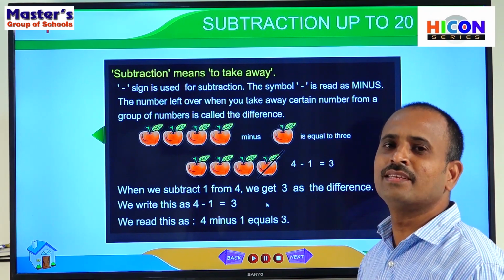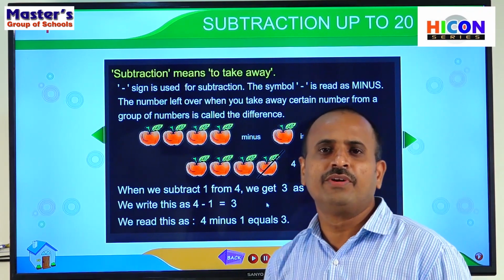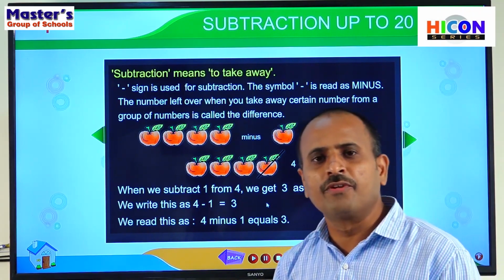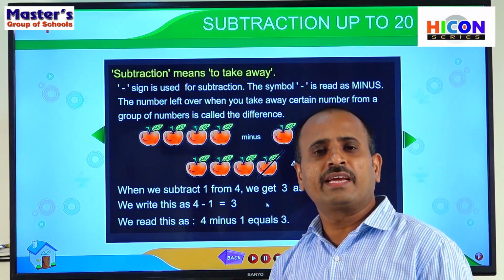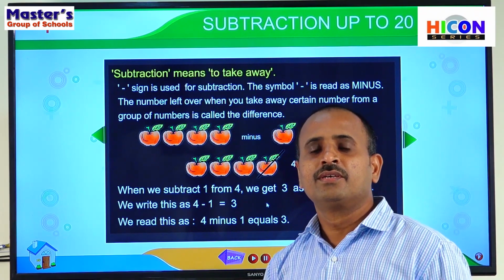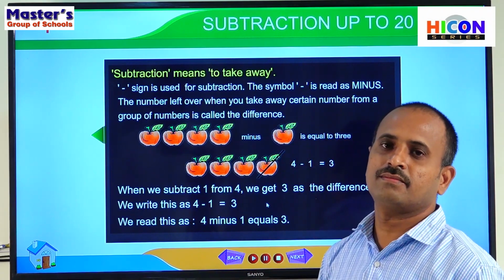So children, what is subtraction? Subtraction means to take away. If you take away a number from the given number, that is called subtraction. And if you take away the number from the given number, we get some answer. That answer is called difference.